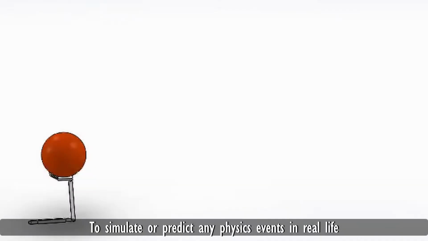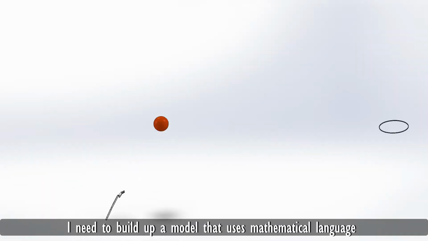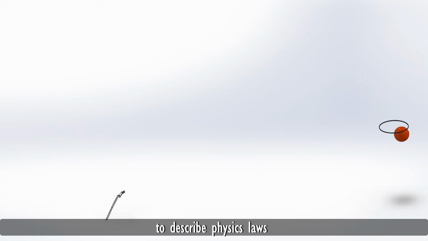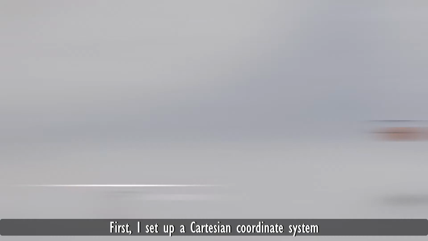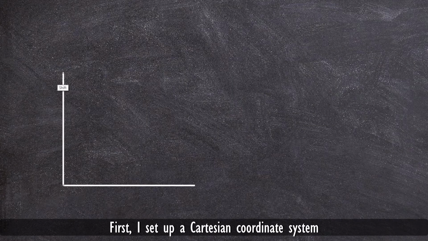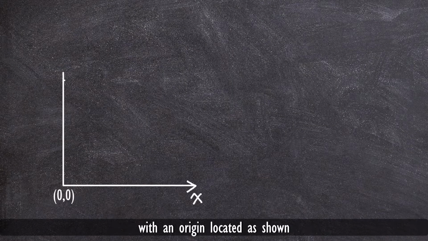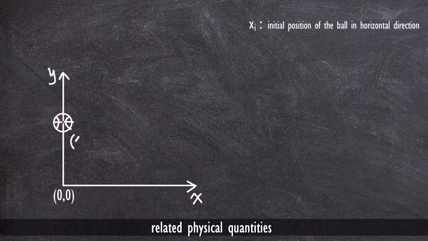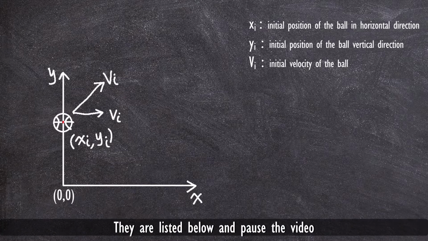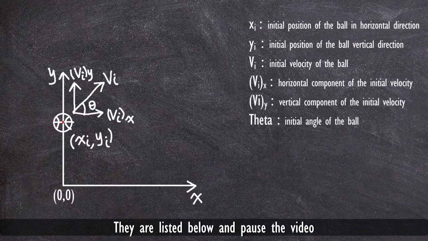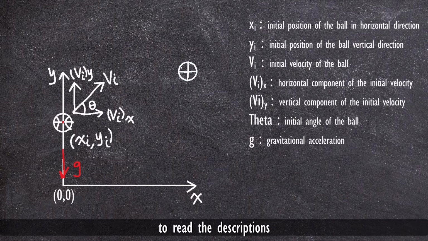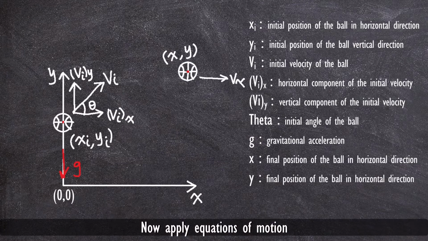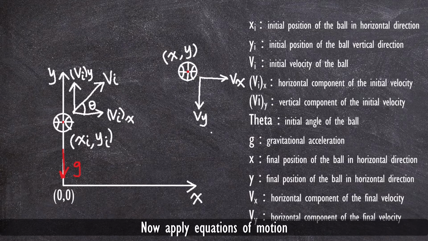To simulate or predict any physics events in real life, I need to build up a model that uses mathematical language to describe physics laws. First, I set up a Cartesian coordinate system with an origin located as shown. Then I use math language to define related physical quantities. They are listed below, and you can pause the video to read the descriptions. Now, apply equations of motion.